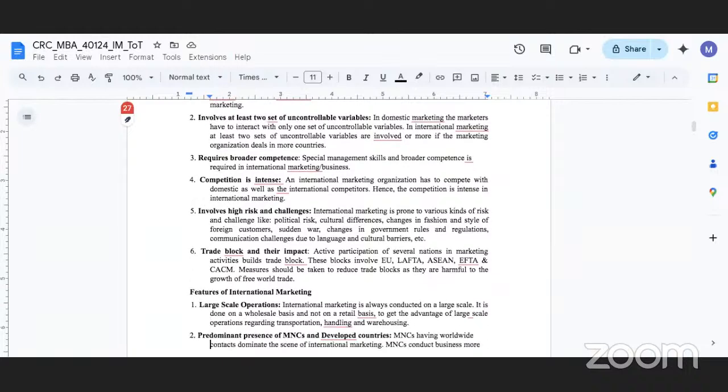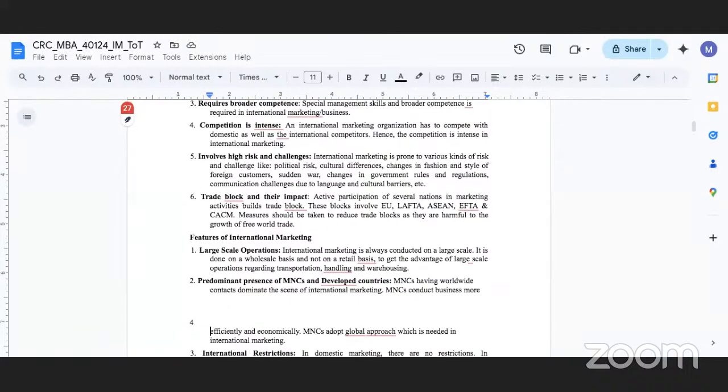The next one involves high risk and challenges. International marketing is prone to various kinds of risk and challenges. It could be in terms of political risks or cultural differences, changes in fashion and style of foreign customers, sudden wars that we are seeing now, for example, in Iran and Israel, which are at loggerheads, changes in government rules and regulations. This particularly we often see in terms of food, medicines, etc.